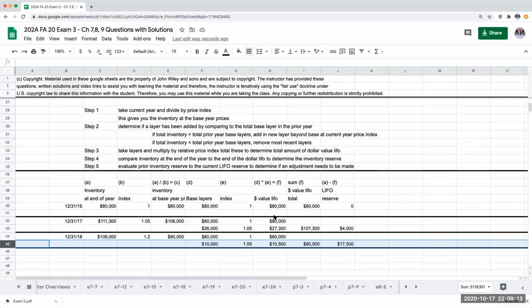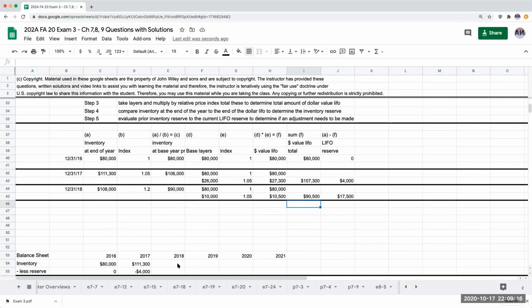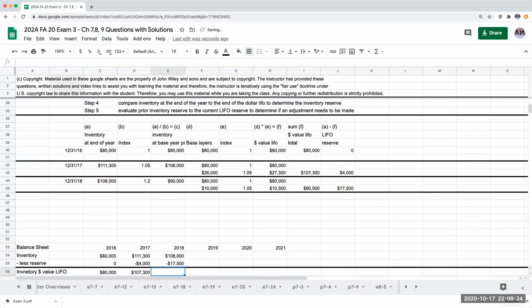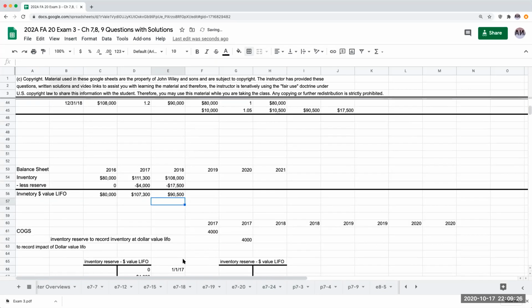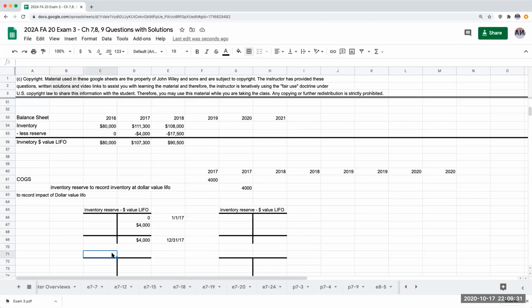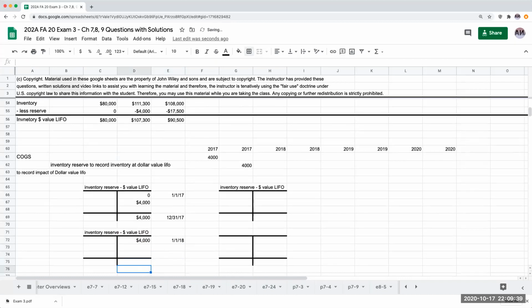No, okay, shocking. Okay, so right over here for 2018, my reserve is going to be 17.5, ending balance is 90,500, which is right over here. But when it comes to the reserve, my beginning balance as of 1/1/18 was 4,000. My ending balance here was 17.5. So my adjustment is going to be 13.5.